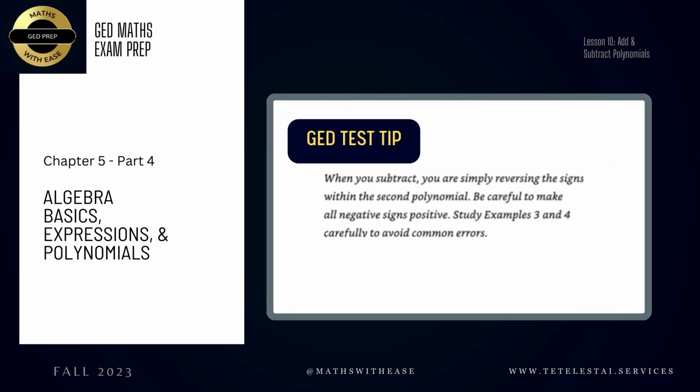When you subtract, you're simply reversing the signs within the second polynomial. So you want to be careful to make all negative signs positive. You'll see examples of that coming up. So pay attention to this to make sure that you avoid errors, okay?